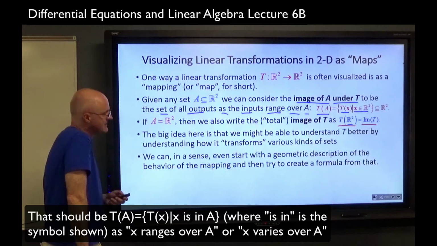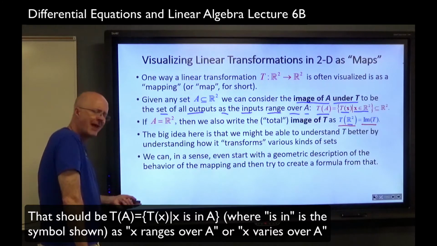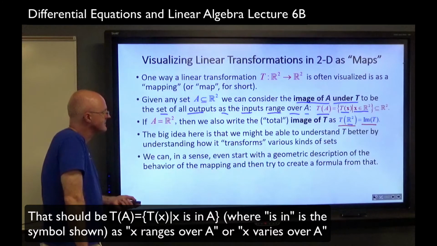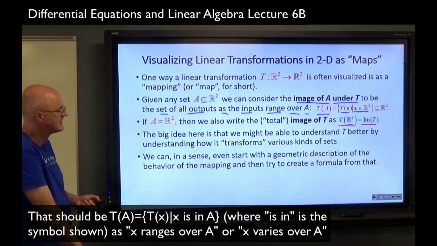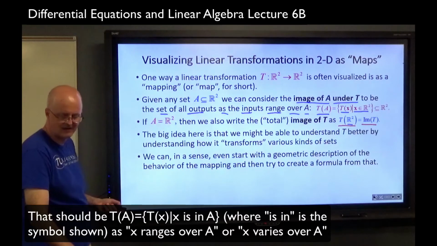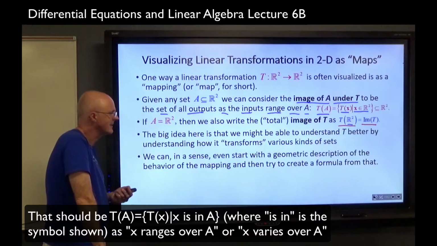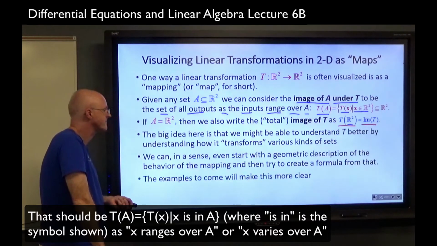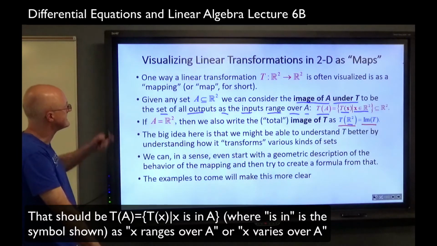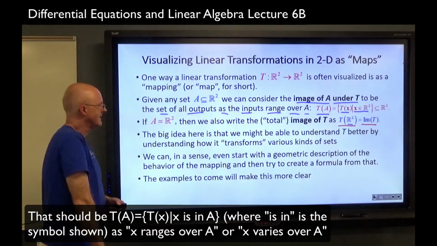We can, in a sense, even start with a geometric description of the behavior of the mapping, which is what we're about to do for sure, and then create a formula from that. So I'm about to show you examples described geometrically, and we'll look at the formulas for these things. Though that's not a guarantee that the formula is obvious. Sometimes it's obvious, sometimes it's not. You have to have some experience with these things. The examples are going to make these concepts more clear. Okay? You ready? Here we go.